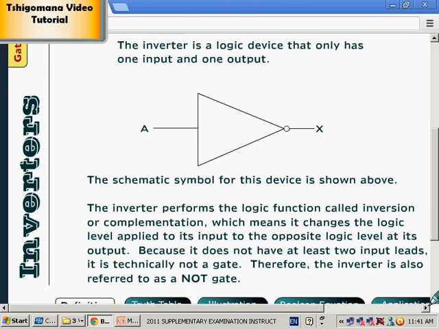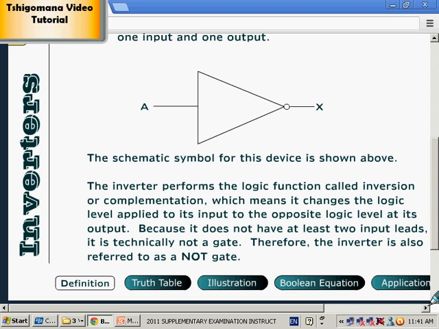Right, the inverter performs the logic function called inversion or complementation, which means it changes the logic level applied to its input to the opposite logic level at its output. Now, because it does not have at least two input links, it is technically not a gate. Therefore, the inverter is also referred to as a NOT gate.